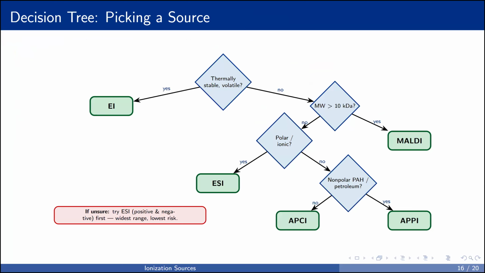Choosing a method. Let me consolidate your choices into a decision tree you can use for any new analyte. You start at the top and ask if the analyte is thermally stable and volatile enough to survive a GC oven. If yes, small molecules, go straight to EI. You'll get a rich spectrum and library-matchable identification. If no, you're doing LCMS.